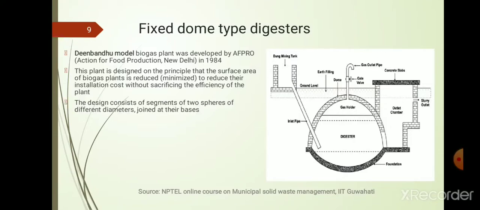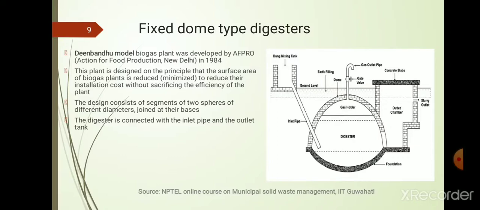And as told, this design consists of two spheres, one on the other. One is the bottom sphere, where the slurry will be stored, and at the top we have another sphere. These different diameter spheres are joined at the base, and it also has an inlet and outlet, connected with an inlet pipe and an outlet tank. So here is the simplified design.